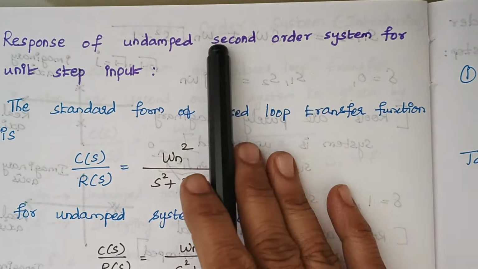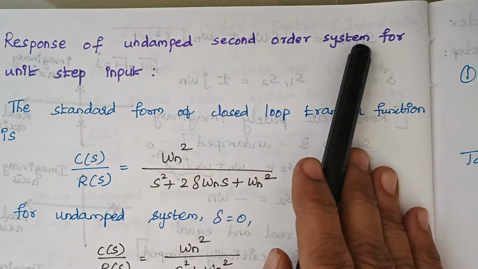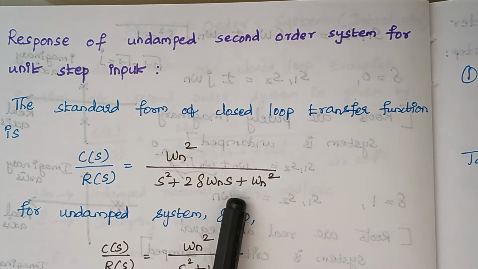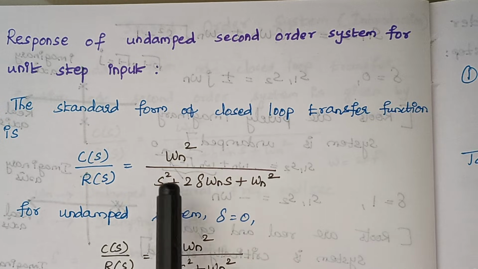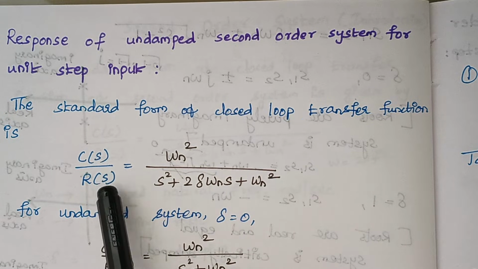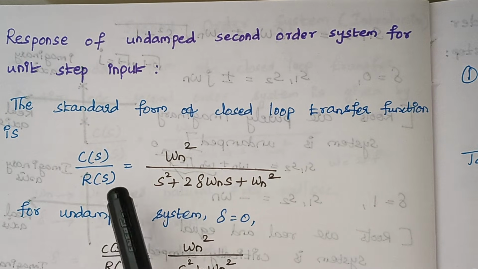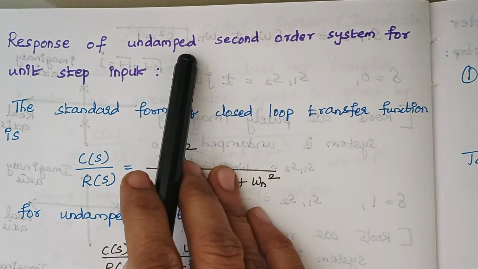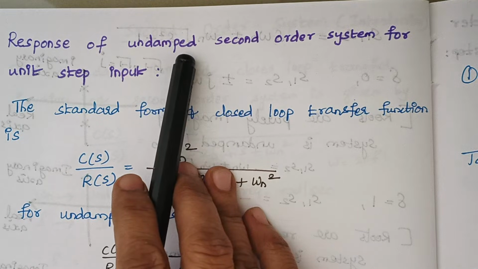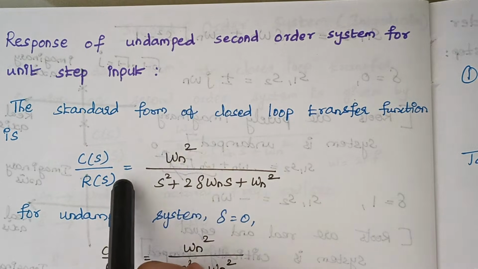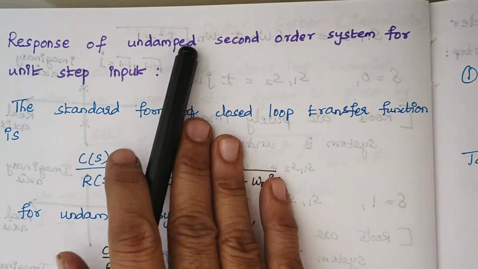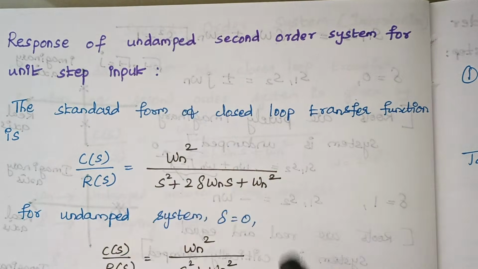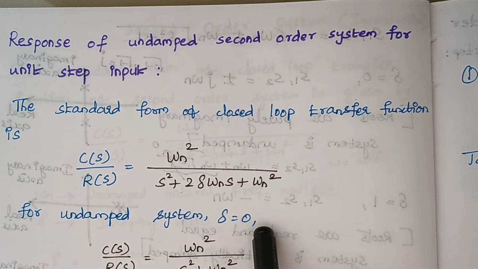So what is the general representation of a second order system? So this is a general form of a second order system. C of S is your output and R of S is the input. For undamped case, there are four different types of second order system. In that, now we are discussing about undamped case. So for undamped case, the value of zeta is equal to 0.